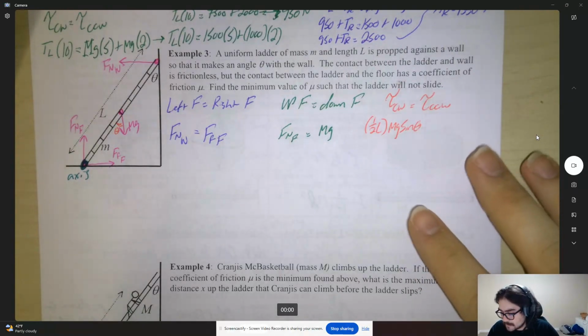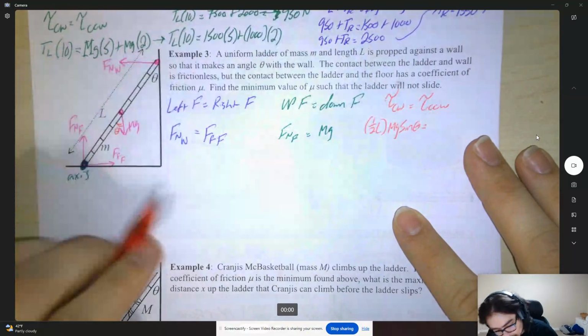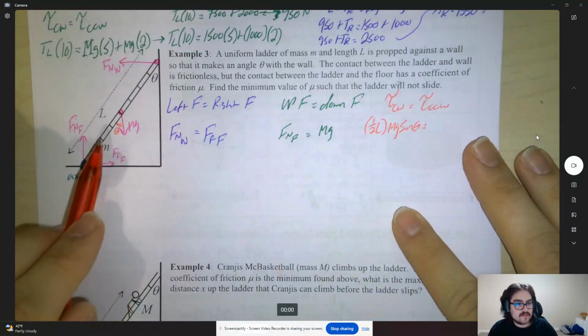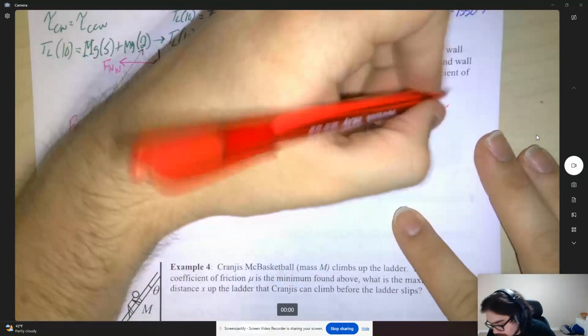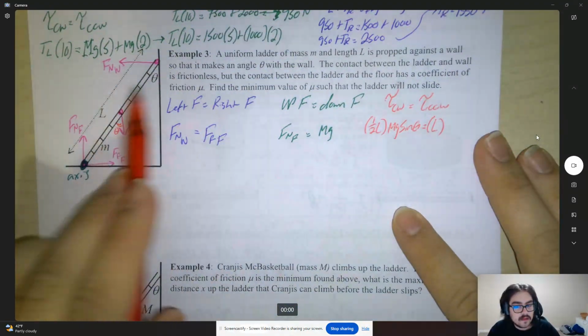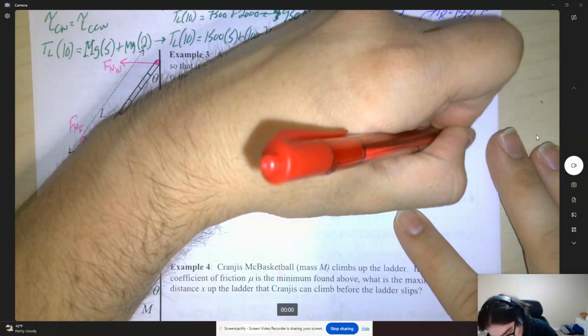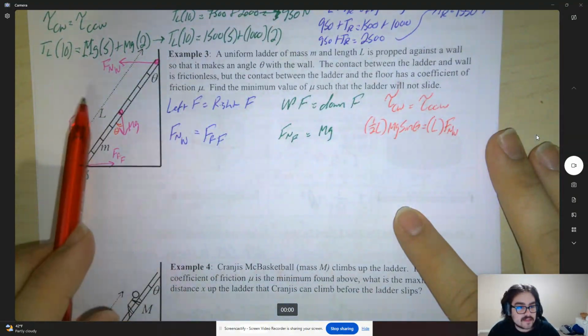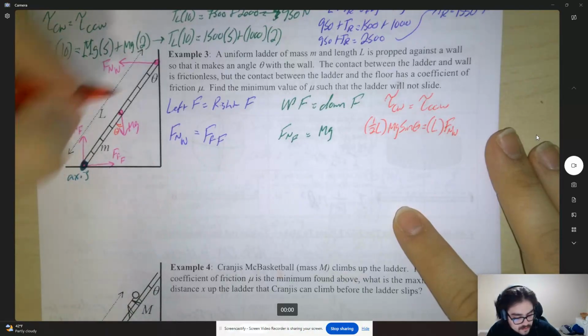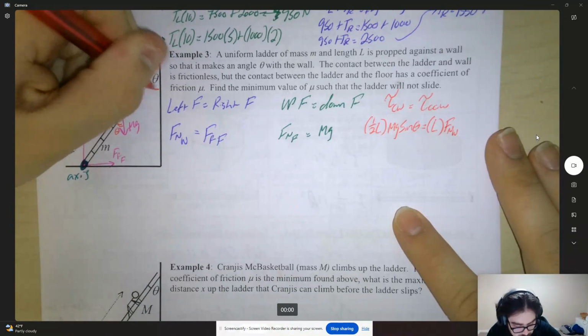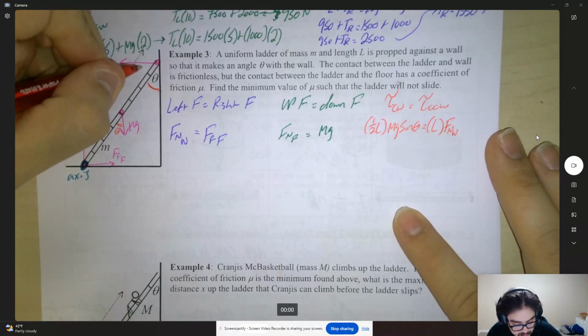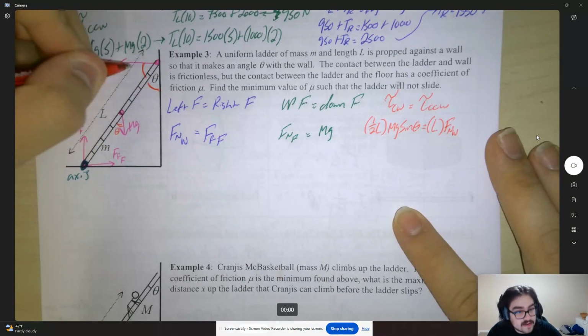Now I set that equal to, again, R F. This is a whole length L away. So there's R. F is F normal with the wall. I don't know what that is, but then I need to do sine theta. Wait, here's the thing. This angle right here is theta, but this angle right here is not theta.